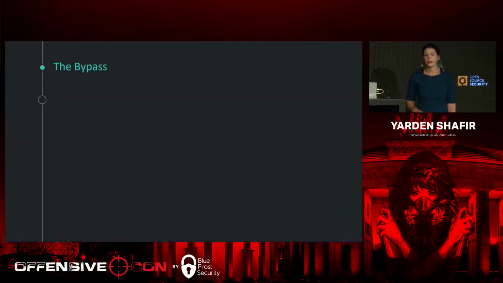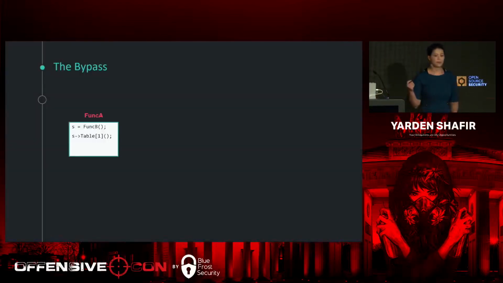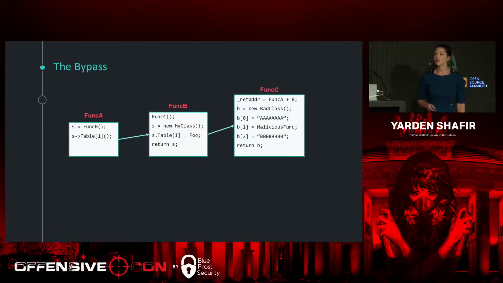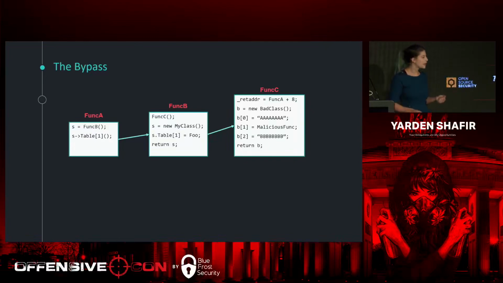Now in the bypass scenario, we have the same func A, the same func B, but now func C doesn't just return a random value. Instead, it overwrites the return address, and it overwrites the return address with the address 2 frames back. So it ignores its current return address into func B and overwrites the return address with the return address of the previous frame into func A.